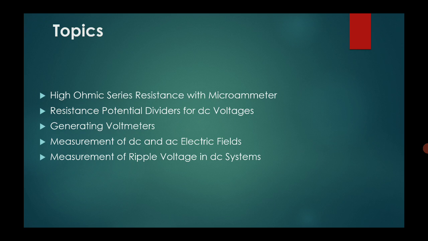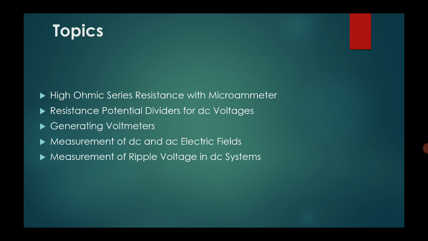Now for high DC voltages there are five types of measurements. One is high ohmic series resistance with microammeter. Second is the resistance potential dividers for DC voltages. Third is generating voltmeters. Fourth is measurement of DC and AC electric fields. And fifth is measurement of ripple voltage in DC systems. The first one, the high ohmic series resistance with microammeter, is the basic form of a DC voltage measurement.